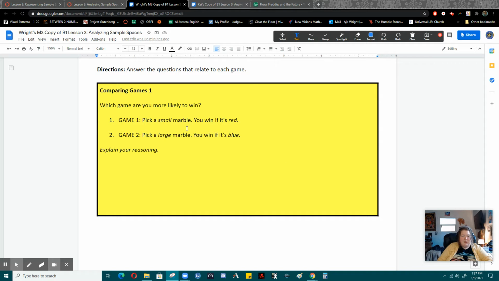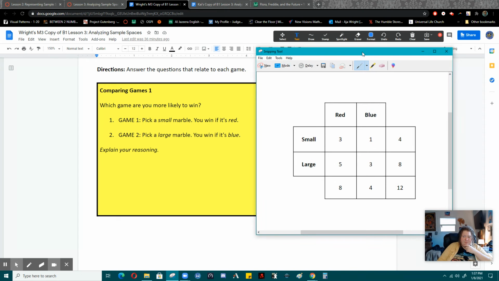So looking at these games, pick a small marble, you win if it's red, versus pick a large marble, you win if it's blue. So how are we supposed to look at this? Well, game one, pick a small marble. That means I only want to look at this small row. I don't even care about the rest. So what are my chances of red? Well, my chances of red is 3 out of 4, right? So 3 out of 4 versus 1 out of 4. So for game one, then it's a good game, right? I got a 3/4 chance of winning.